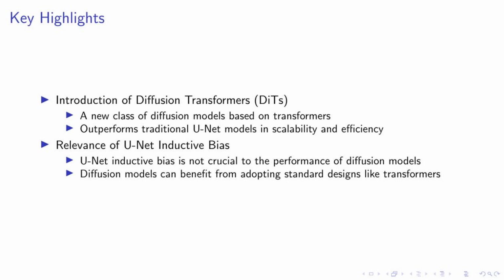Now let's talk about the relevance of UNet inductive bias. Our research shows that the UNet inductive bias is not crucial to the performance of diffusion models. In fact, diffusion models can greatly benefit from adopting standard designs like transformers. This opens up new possibilities for cross-domain research and allows diffusion models to inherit best practices and training recipes from other domains. In essence, our work demystifies the significance of architectural choices in diffusion models and provides empirical baselines for future generative modeling research. Stay tuned as we delve deeper into the specifics of DiTs and their potential applications.